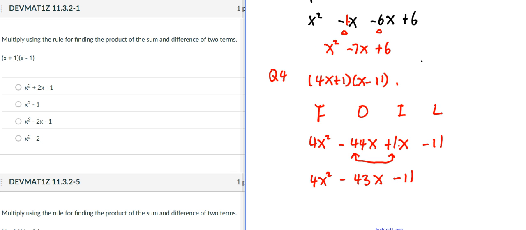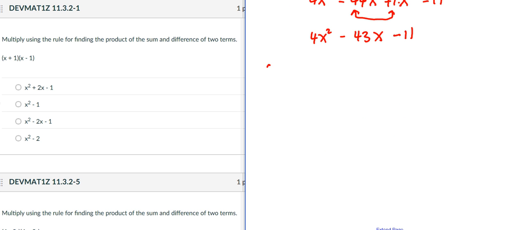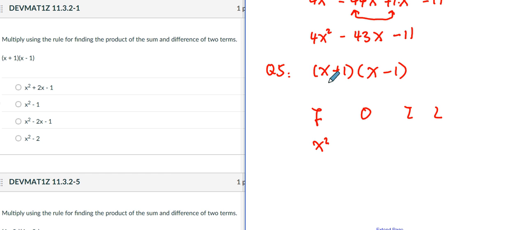Now we do question 5. Question 5 is x plus 1 and x minus 1. Well, you do the FOIL method. x times x, x squared. Outer product, x times negative 1, negative x. Inner, 1 times x, that's positive x. 1 times negative 1, negative 1.